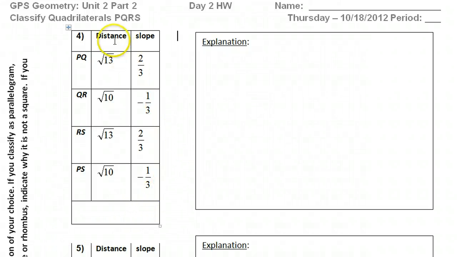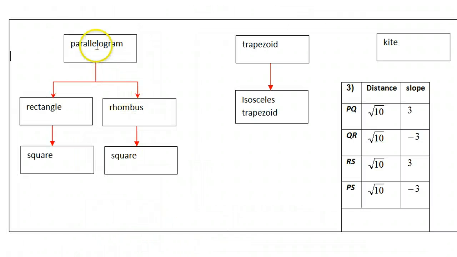For this exercise, we are given the lengths of the sides of quadrilateral PQRS, and we are also given the slopes of the sides of quadrilateral PQRS. Armed with that information, we are supposed to figure out what type of quadrilateral it is, and we are supposed to classify. That just means say what type it is. Of course, the options are: is it a parallelogram, trapezoid, or kite?